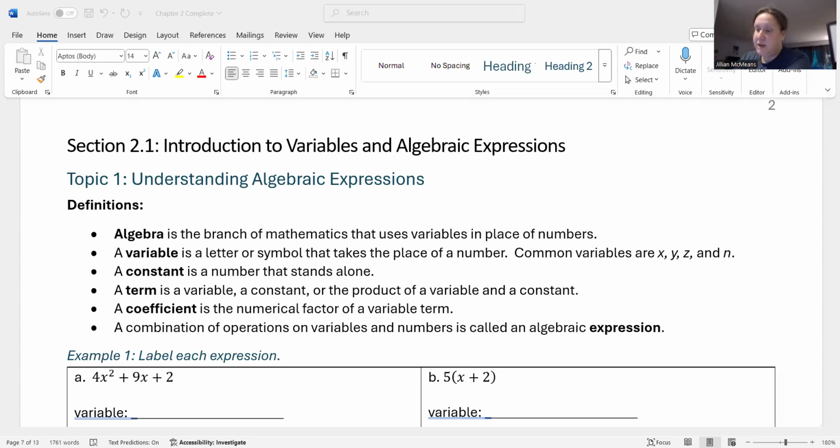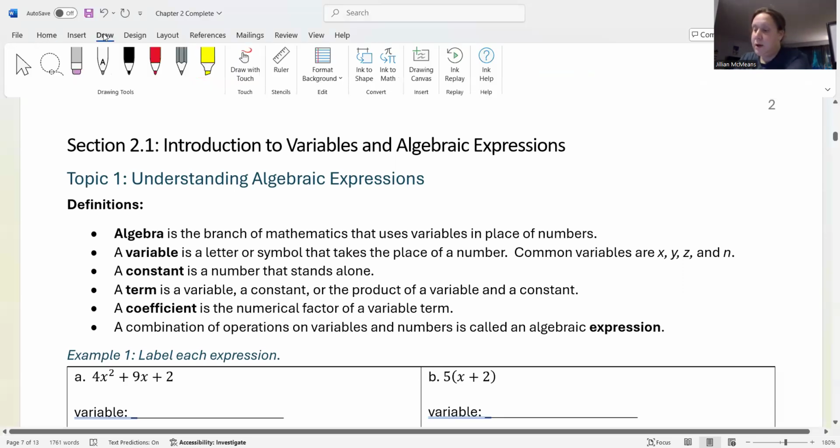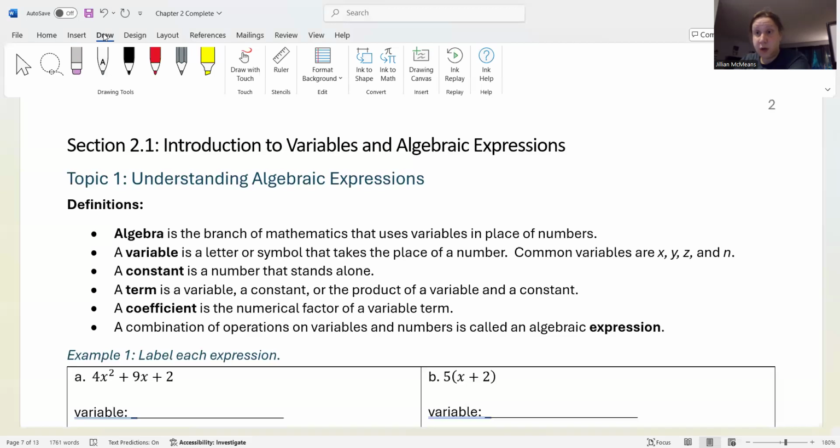So we've got a whole bunch of definitions. Let's get started. First, algebra, just in general, you might be like, what in the world is algebra? Well, it's a branch of mathematics, and it's specifically the branch of mathematics that uses variables in place of numbers. So when you start seeing X's and Y's in your math, you're doing some type of algebra, okay?